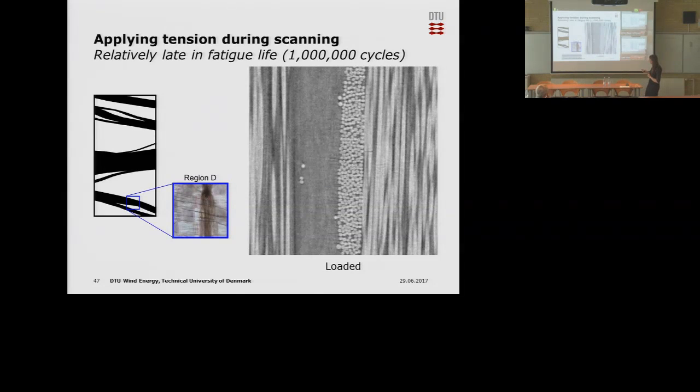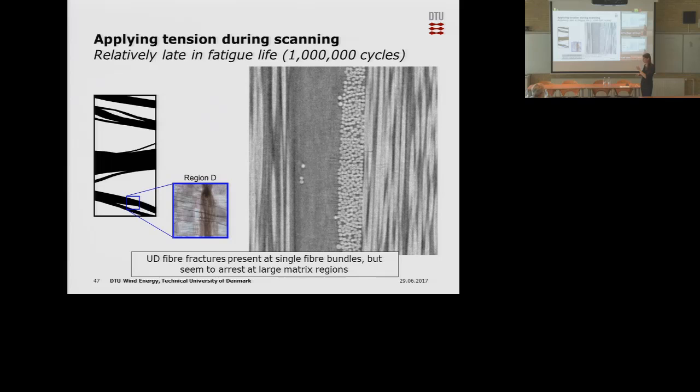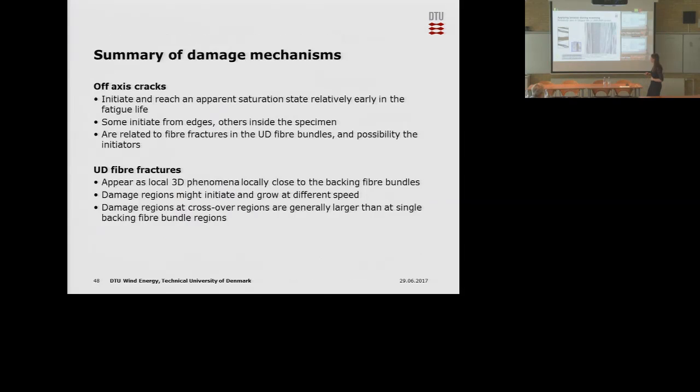And if you apply tension, then you can see that there is actually even damage here in this region. There are also off-axis cracks here that become a little bit visible, and also extend out into the matrix a bit. But what is also seen is that even when applying tension, fiber fractures were not seen in regions where the backing did not touch the bundles, which is also important, I think. So these damage mechanisms are highly related to the backing fiber bundles here.